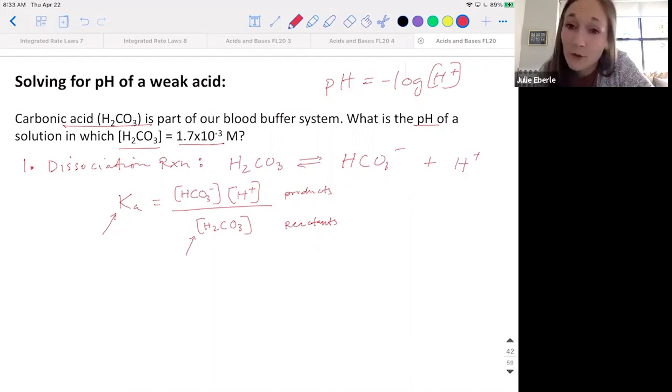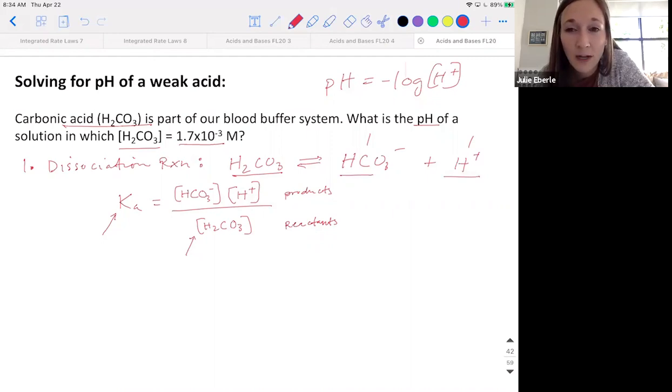Okay. Here's what we also know. Every time one molecule of H2CO3 dissociates, we'll get one bicarb ion and one hydrogen ion. So no matter if 100 molecules of carbonic acid or 1,000 or 1,000,000 molecules dissociate, we know that we're going to have equal numbers of these ions. Equal numbers. So what that means is the concentration of your products will be the same.